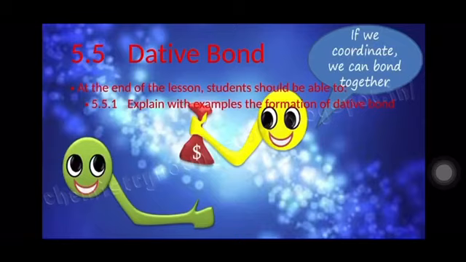Next we move to the dative bond. Okay, for dative bond, what I want you guys to master is kamu kena tahu macam mana lukis Lewis structure. So dalam link di bawah tu, saya ada letak satu link untuk kamu belajar macam mana cara kamu lukis Lewis structure kalau kamu belum lagi master benda tu. So tengok juga video yang link di bawah tu. So at the end of this lesson, what I want you guys to be able is you have to explain with example the formation of dative bond.